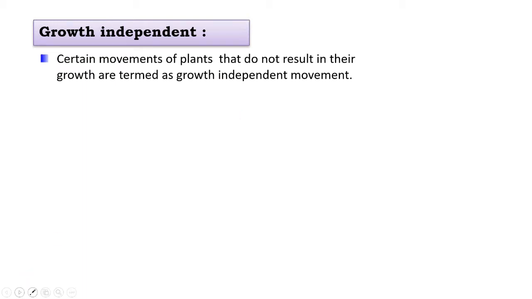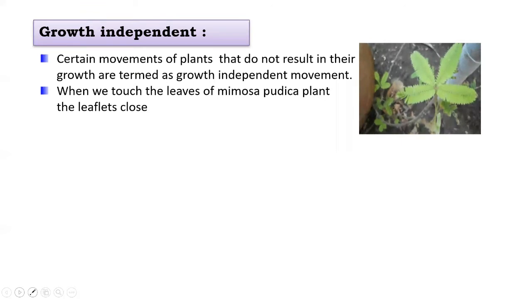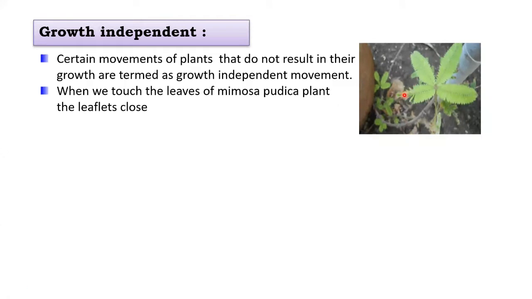Let's move ahead. What we can say is, when we touch the leaves of Mimosa pudica plant, that is the scientific name for the touch me not plant, the leaflets close. Mimosa pudica is the touch me not plant. Here's an example. If you see the video over here, as soon as you touch it, the leaves will be closing, shrinking into a smaller size, right? So it reacts to a stimulus, right?